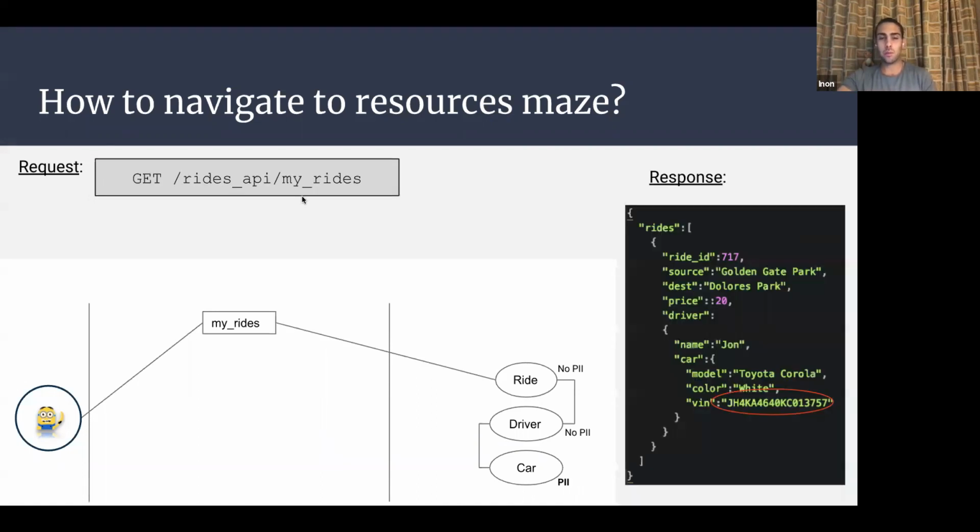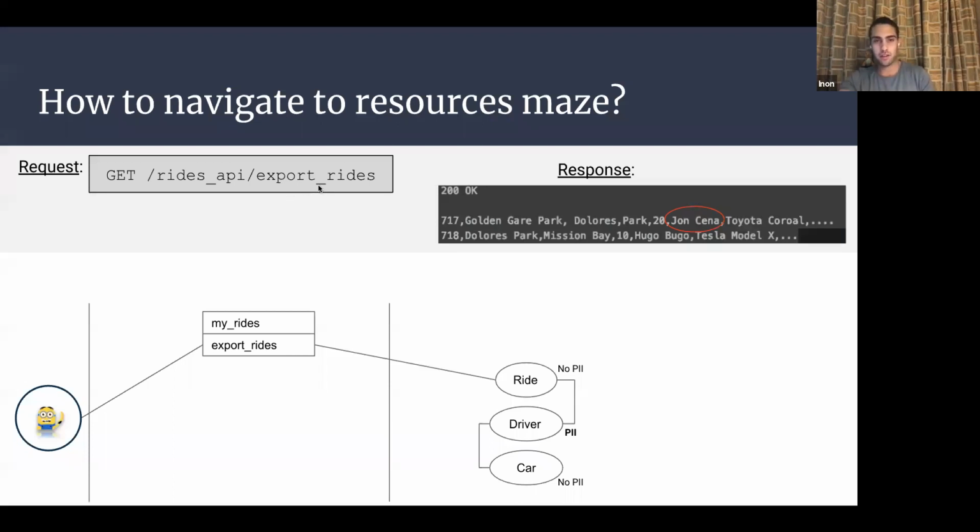So in this case, we saw a developer that wrote the API endpoint of rides API slash my rides, and he actually didn't expose sensitive information about the driver itself. But the developer who wrote the get slash ride API slash export ride had a different security understanding, and he actually returned the full name of the driver, which is PII. So this is one example of how you can find a different endpoint that exposes sensitive information about a resource that you want to test.